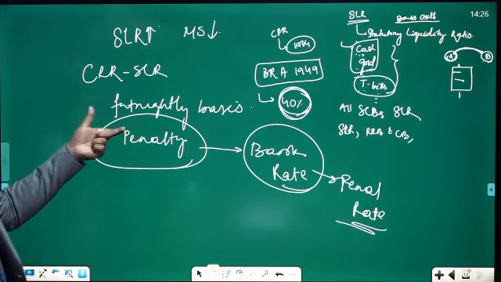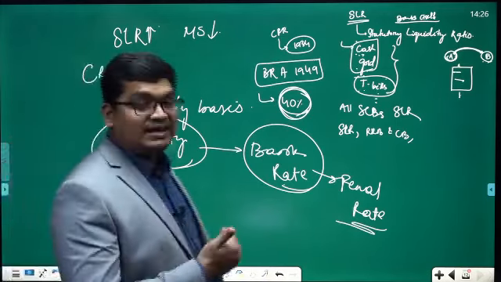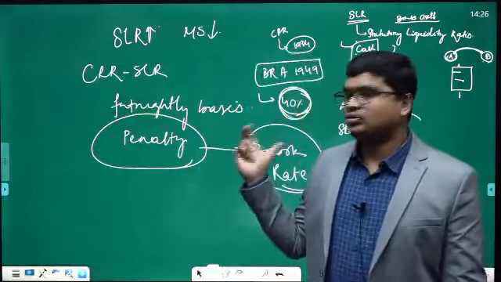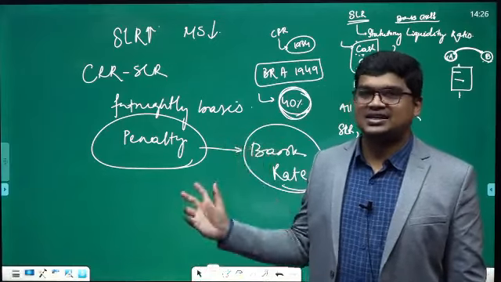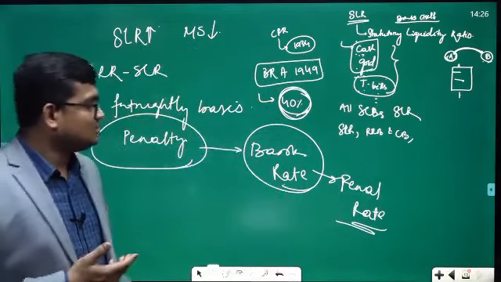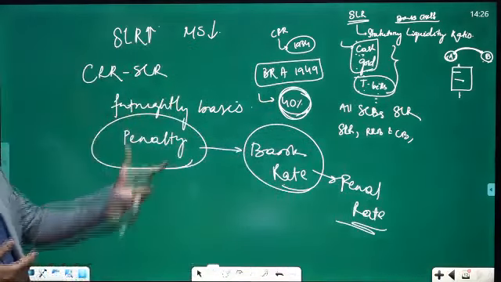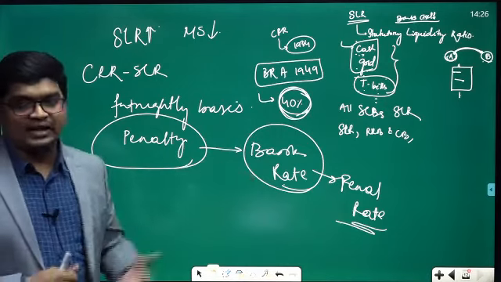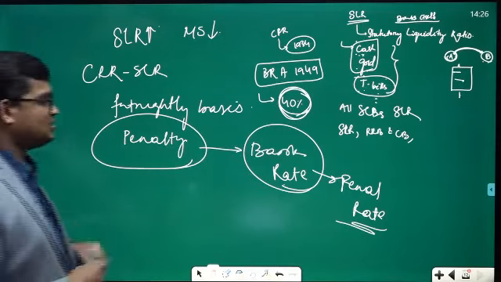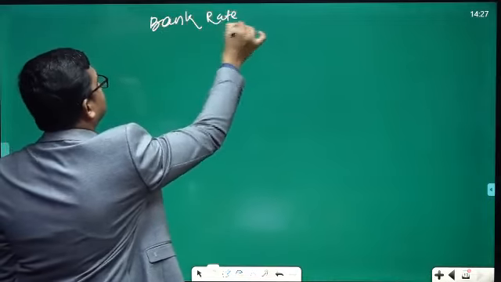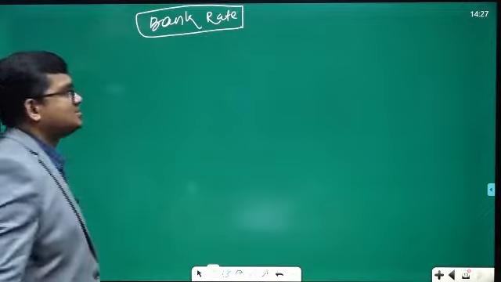So, if RBI finds that a particular scheduled commercial bank does not follow these guidelines of SLR and CRR, then RBI imposes a penalty on this commercial bank, and the commercial bank has to pay that penalty, which is linked to the bank rate. Now, the next discussion is, what is this bank rate?